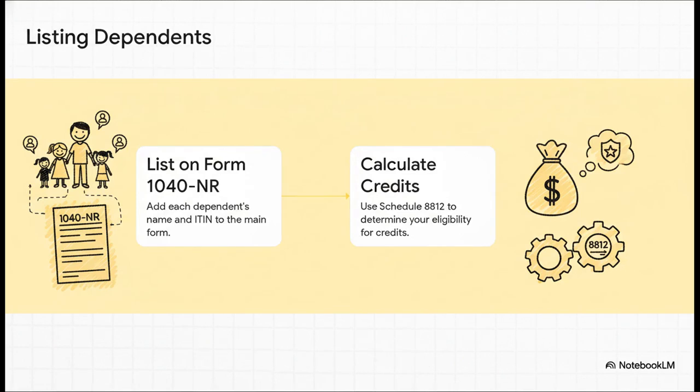And when it comes to dependents, it's basically a two-step process. First, you list their name and their ITIN on the main 1040NR form. But that's just step one. To see if you actually get any financial benefit, like the child tax credit, you have to fill out a whole separate form, Schedule 8812. And I've got to say, claiming a dependent as a non-resident is actually pretty rare and has very, very strict rules. Generally, for you to qualify, the dependent has to be a resident of Canada or Mexico.